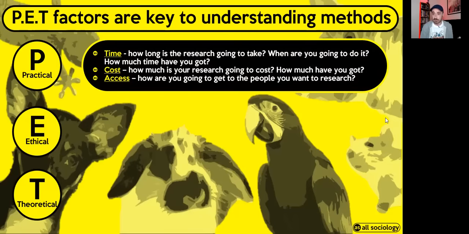How long is it going to take to do what you need to do? The other is cost. How much is your research going to cost and how much have you got? And often it's not you who's paying for it. It'll be someone else who's commissioned you, who's basically paid you to do the research on their behalf. And then finally, access. So access is like, how are you actually going to get to speak to the people that you want to research?